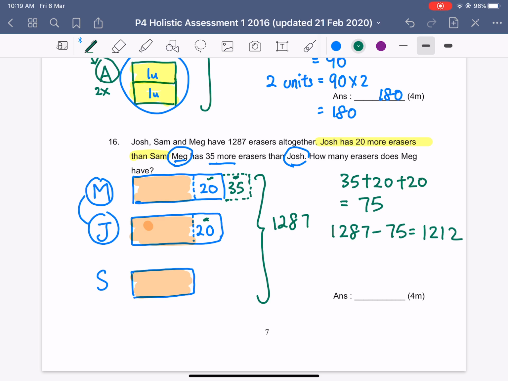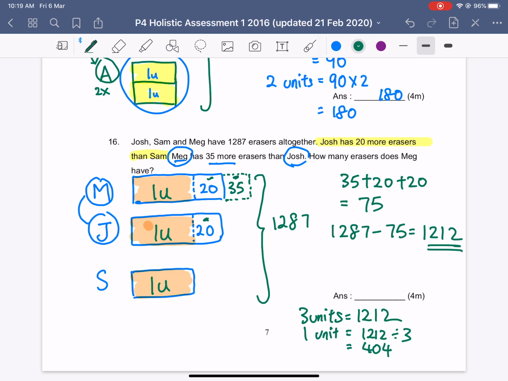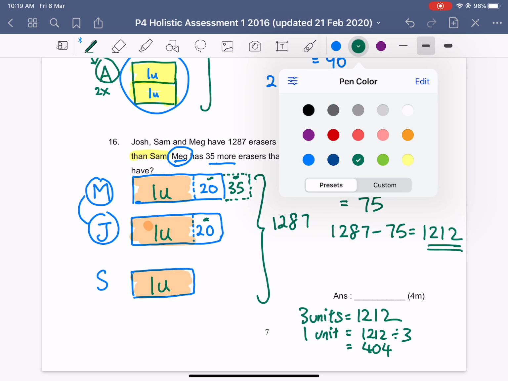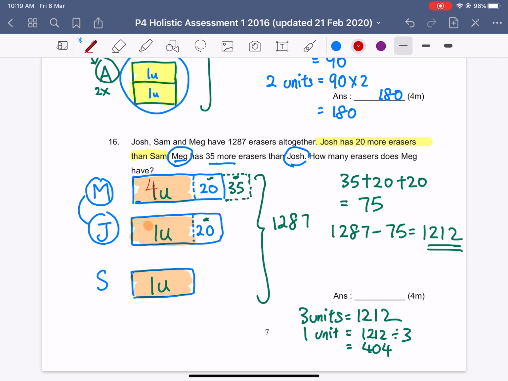Now I know this number here refers to how many units. This one unit here, one unit here, one unit here. So there's a total of 3 units, and this 3 units is 1,212. Let's always find out what's 1 unit. 1,212 divided by 3 is going to give me 404. So what is the meaning of 404? It means this is 404. This is 404. This is also 404.